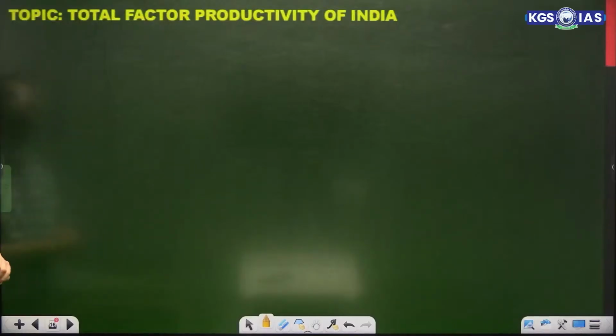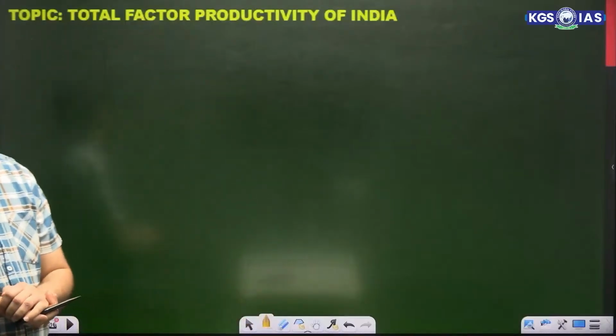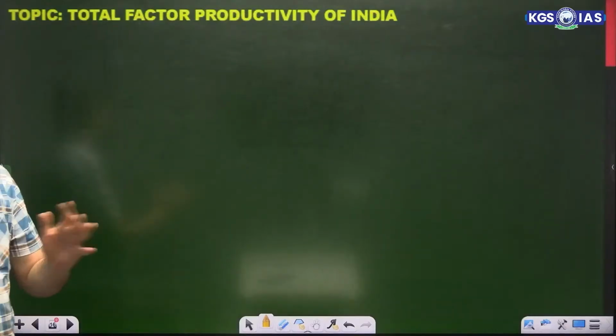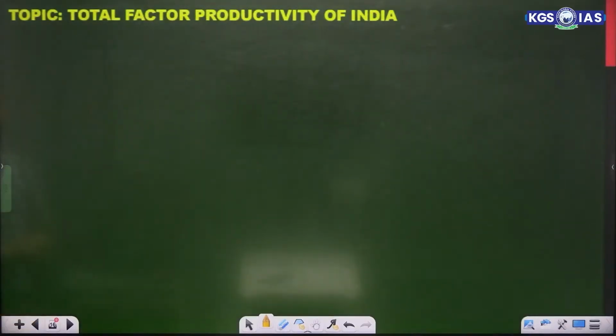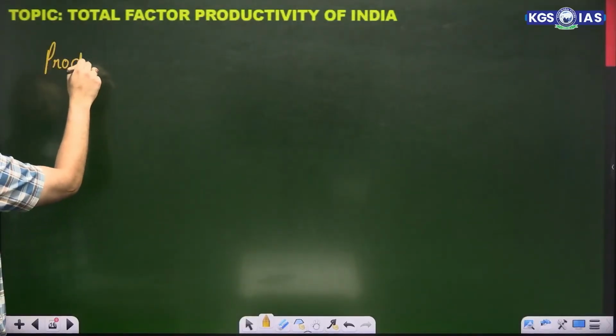Now, next is total factor productivity of India. This is very important. This is a recent concept, a recent kind of concept, very important in economic prospects. Total factor productivity. First of all, we must know what is productivity.